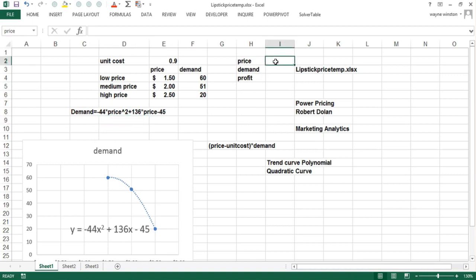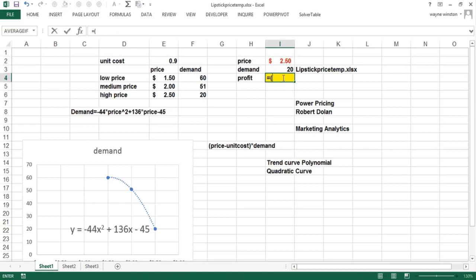Let's charge price at $1.50 to start. Then we can find demand and create profit, and then use solver to just change the price to maximize the profit. Okay, so the demand would equal minus 44 times price squared plus 136 times price minus 45. So we charge $2, we get a demand of 51, $2.50, a demand of 20.